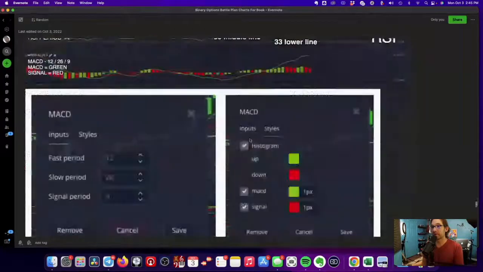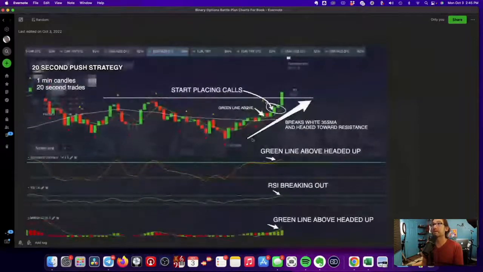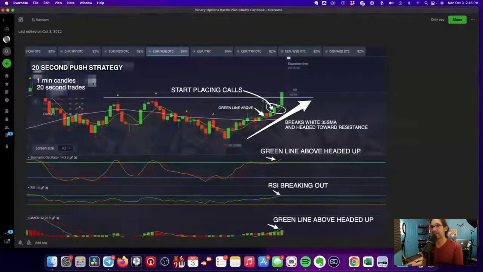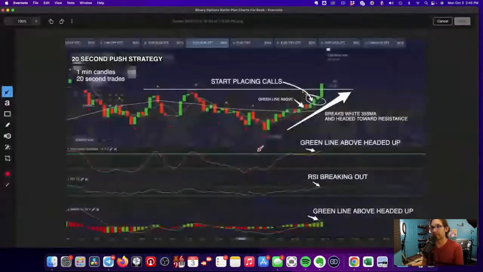And what we're going to be doing is taking 20-second trades, okay? And here's basically the whole method sort of drawn out. And this is part of the new book that I'm writing that's coming out very soon. Hopefully in the next month or so, the new book is coming out.